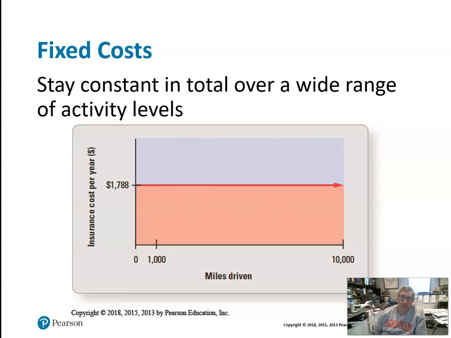No matter how many miles you drive, the cost of the insurance premium is fixed at $1,788. It doesn't get higher the more miles you drive. On the other hand, if you don't drive at all, it still costs $1,788. And that is the hallmark of a fixed cost. It's a cost that does not change over different activity levels. Okay? That's a fixed cost.